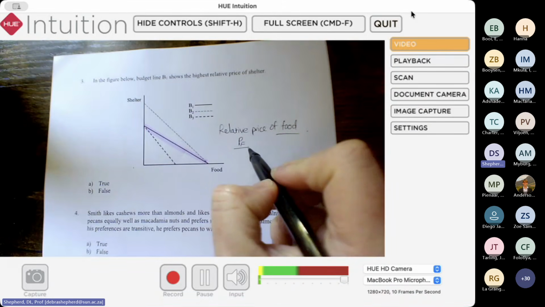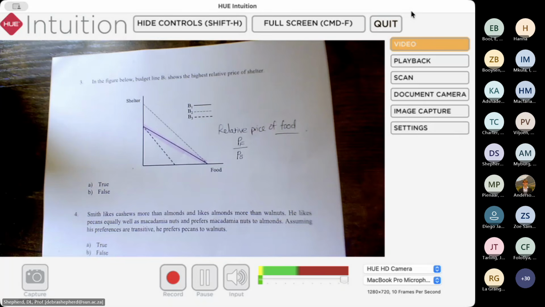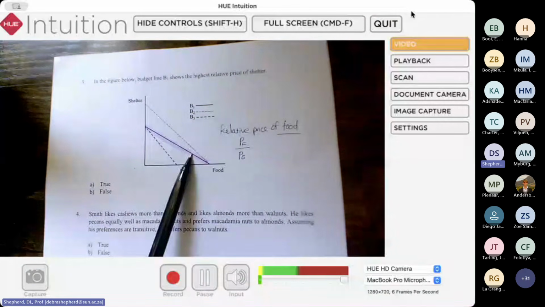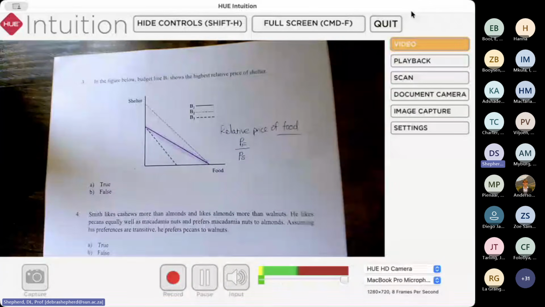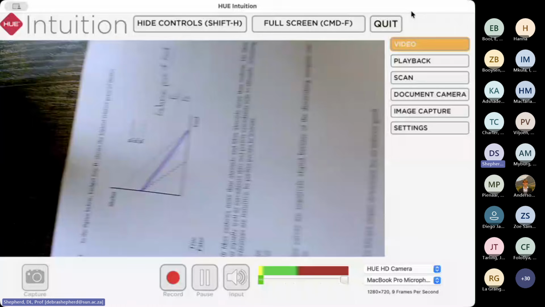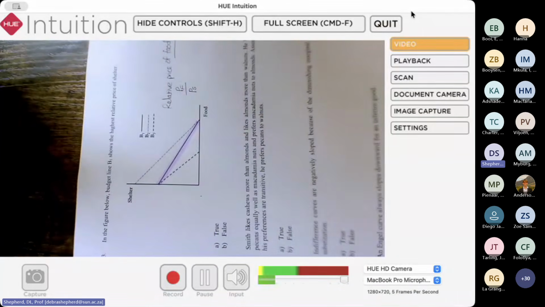So if this represents the lowest relative price of food, it must then represent the highest relative price of shelter. The way that I can reason that is if I wanted my budget lines to represent the relative price of shelter, I would just rotate this picture, because now shelter is on the horizontal axis.